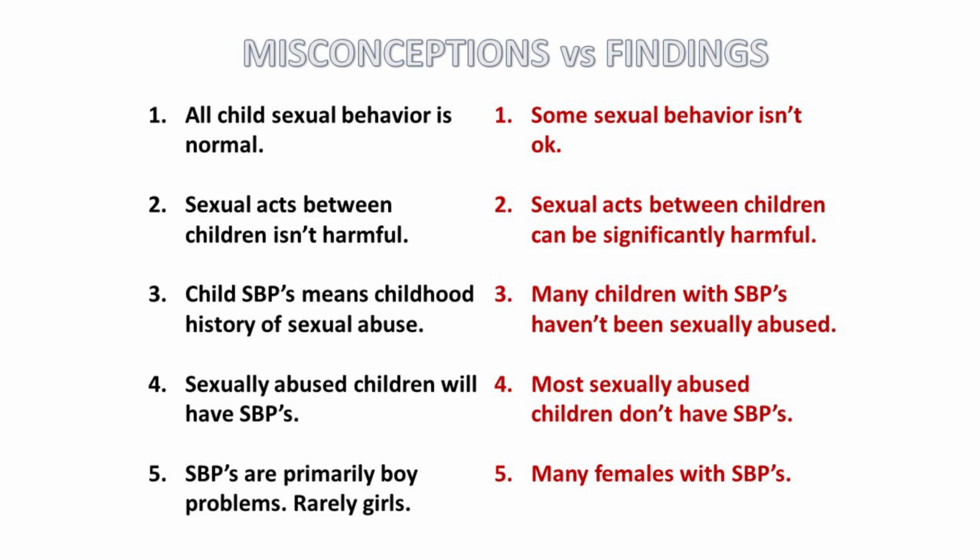Another misconception is that children's sexual behavioral problems mean a childhood history of sexual abuse. Not necessarily. Many children with sexual behavior problems haven't been sexually abused. Another is that sexually abused children will have sexual behavioral problems. Most sexually abused children actually don't have sexual behavioral problems. That's a misconception. Sexual behavioral problems are also said to be primarily boy problems and rarely girls. This also isn't true, because many females have sexual behavior problems.